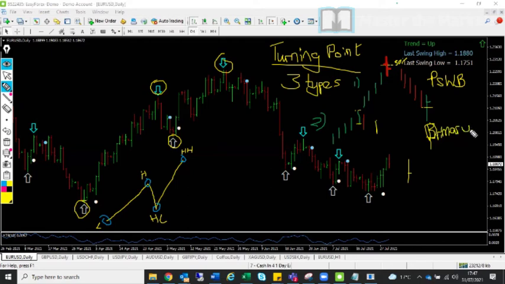This can also occur on the way down, if the current day's bar is not able to break the low of the previous day's bar, but it does break the high of the previous day's bar. This is a primary. Third type of turning point that can occur is an insider bar.